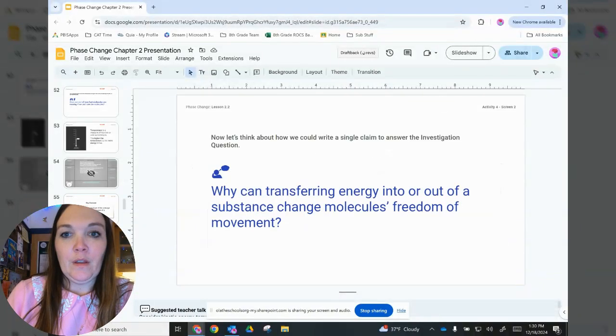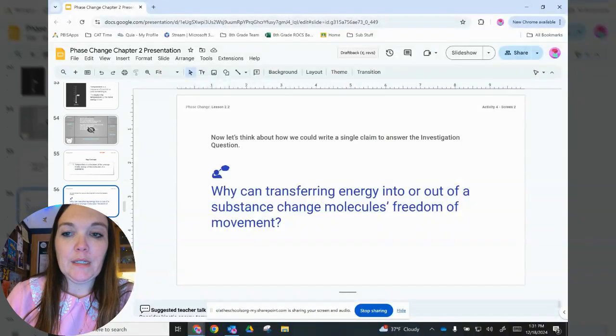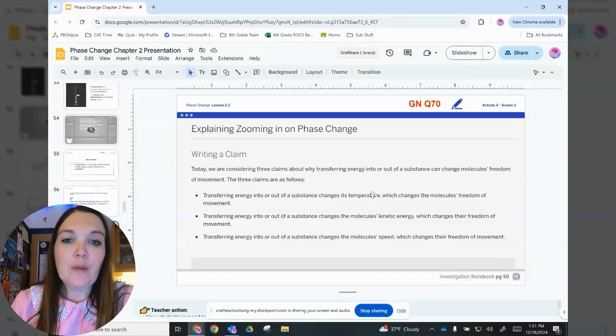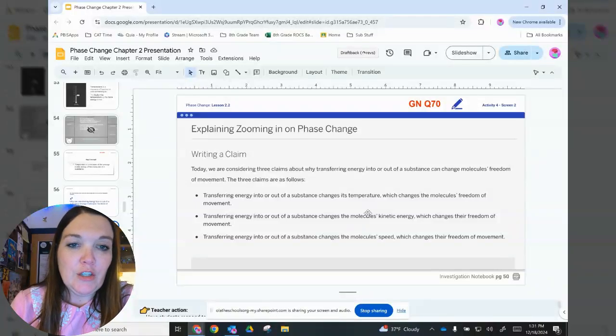Okay. So now let's think about how we could write a single claim to answer the investigation question. Why can transferring energy into or out of a substance change molecules' freedom of movement? Okay, so explaining, zooming in on phase change. Today we're going to consider 3 claims about why transferring energy into or out of a substance can change molecules' freedom of movement.